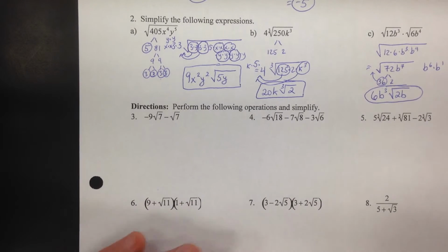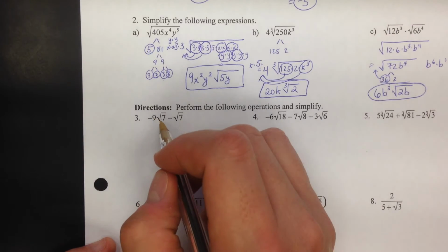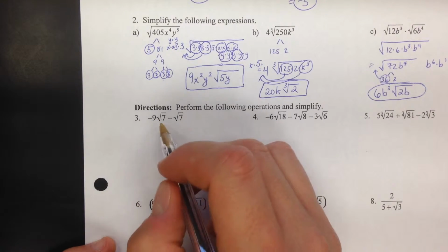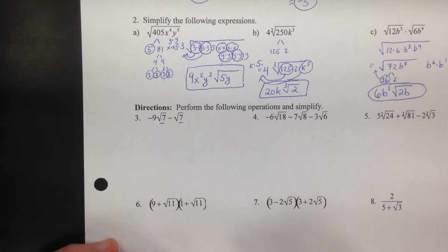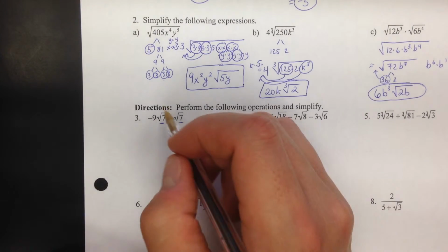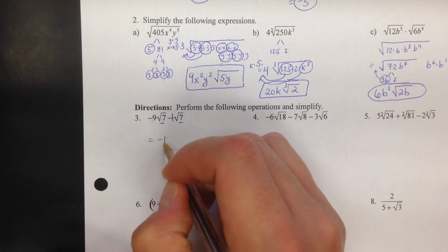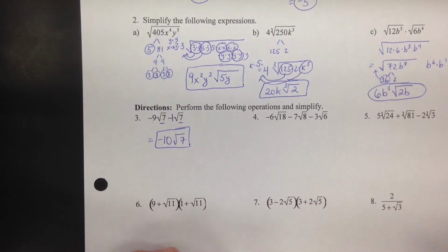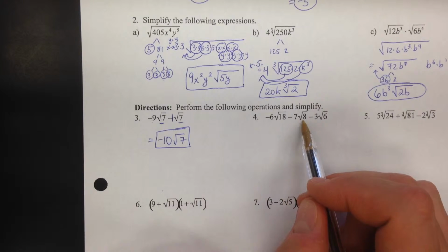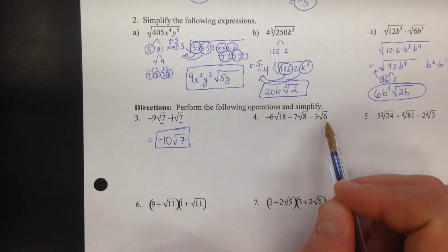Okay, now for number 3, we're going to add, or in this case, subtract radicals. If you subtract, you can only do this if they have the same number underneath the radical symbol. And they both have to be square roots or cube roots or fourth roots. That's negative 9 root 7 minus 1 root 7. So I do negative 9 minus 1. I get negative 10 square root 7. That's a good answer. Now for number 4, these are different radicals, different numbers, so I cannot combine these yet.